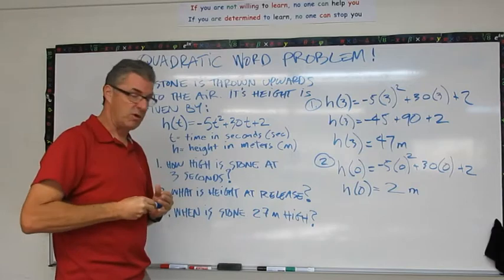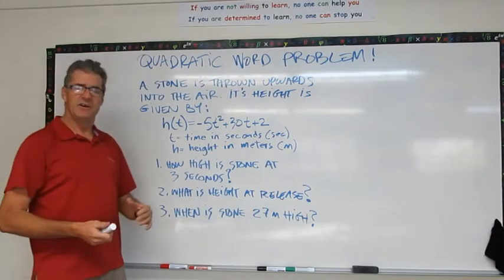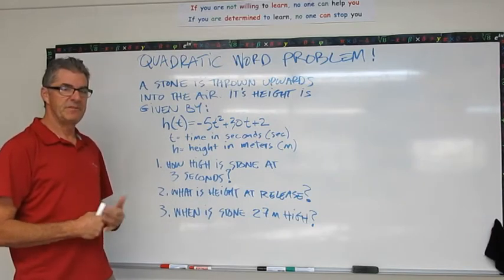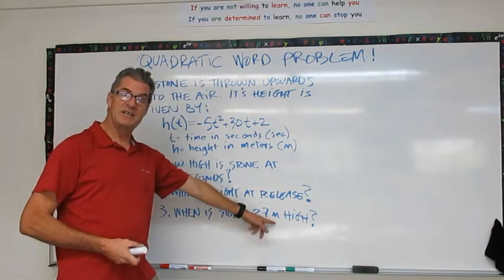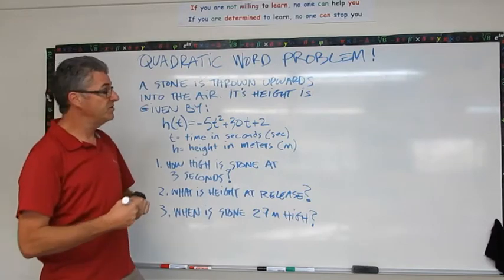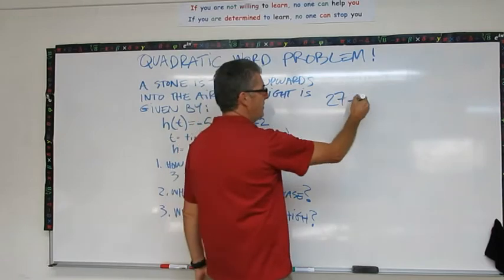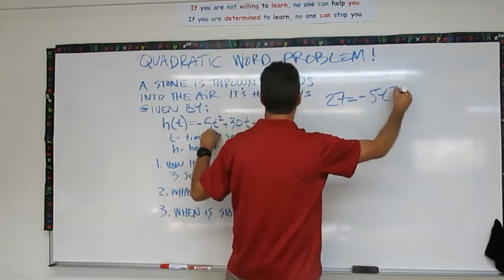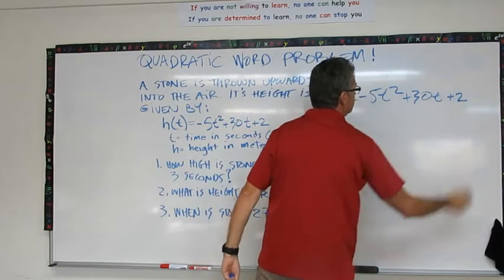Let's take a look at the third one. Okay, when is the stone 27 meters high? Go ahead and pause the video and give that one a shot. Okay, so 27 meters high. So they're giving us the height and asking us to solve for the time. That's the when. So what we do is now we put in 27 for the height, and now we have to solve for the time. So this is my equation, minus 5t squared plus 30t plus 2.